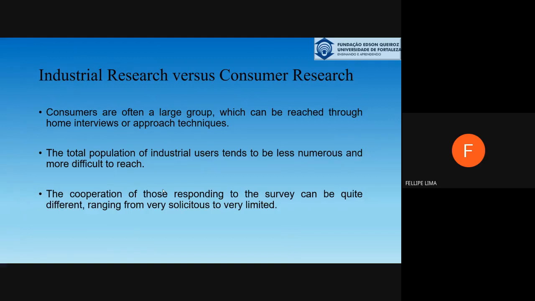Industrial research versus consumer research. Consumers are about large groups, researched through interviews, approaching them on the streets. The population of industrial users is less numerous or more difficult to reach, because if I'm trying to do research about industries, I have to have access to the owners of those companies. I have to have access to the inside of those companies. It's different from the consumer that I can approach on the streets.